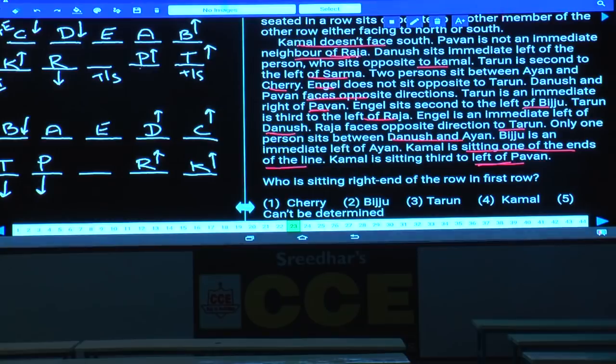And in the second one, P, K, R, S and T, S must be opposite to this E. And Kamal is sitting at one of the ends, and only one person between D and A. B is an immediate left of A. As B is an immediate left of A, in the first case A is facing towards south, and in this case B is an immediate left of A. What can we say about this one? A is facing towards south, and so towards north, because B is an immediate left of whom? Immediate left of A. As B is an immediate left of A, this A is facing towards north.